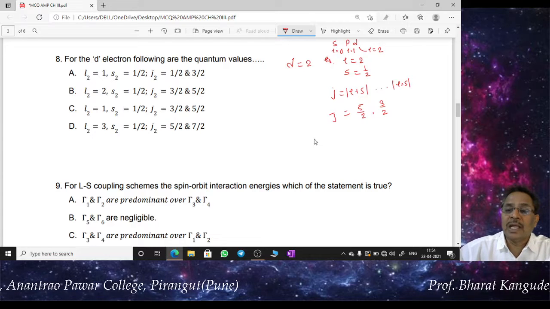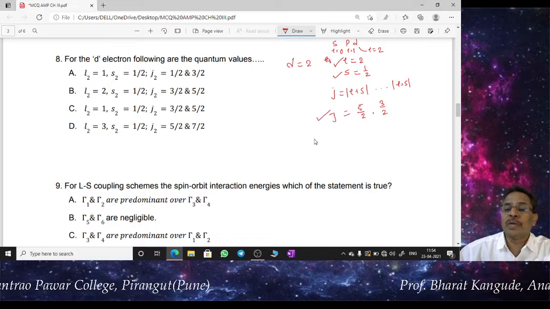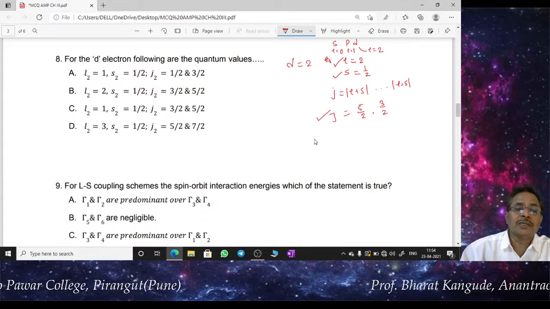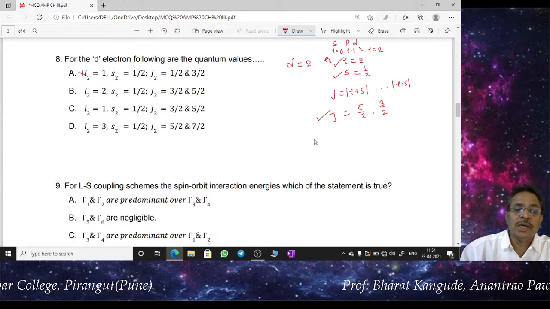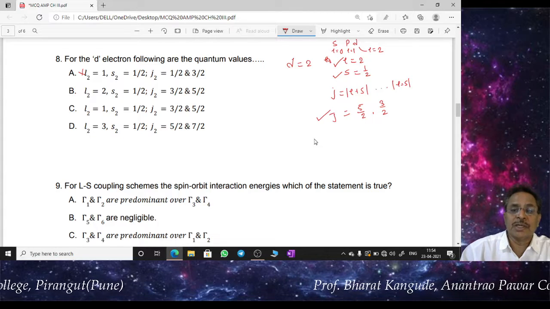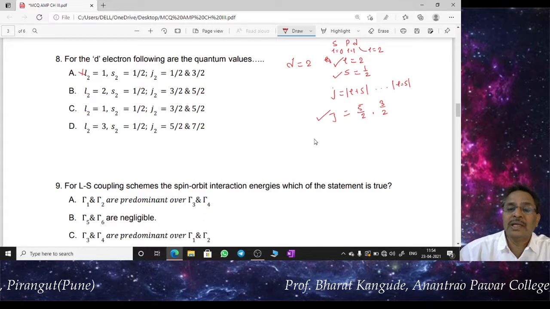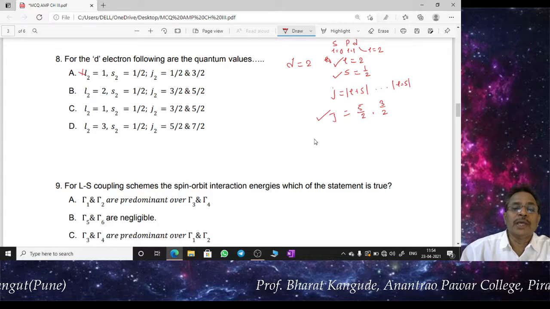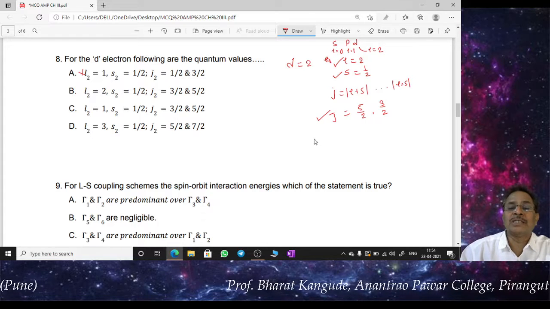So that shows L is equal to 2, S is equal to 1 half, and J has two values, 5 by 2 and 3 by 2. Therefore, amongst the given options, option A, L2 is equal to 1, is not correct since it's a d electron, where L is equal to 2. Option B, S2 is equal to 1 half. Since this is an electron in the d state, we can write L2 and S2. So L2 is equal to 2, S2 is equal to 1 half, and J2 is equal to minimum 3 by 2 and maximum 5 by 2.